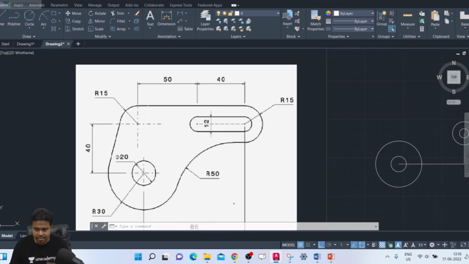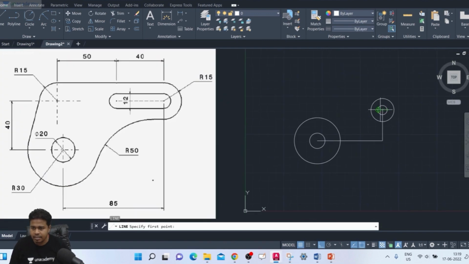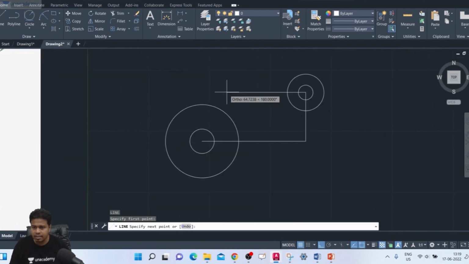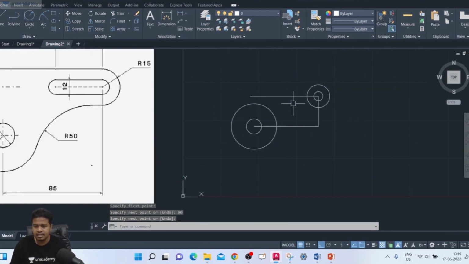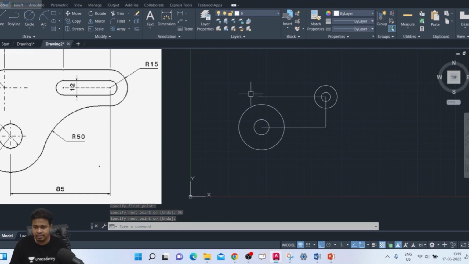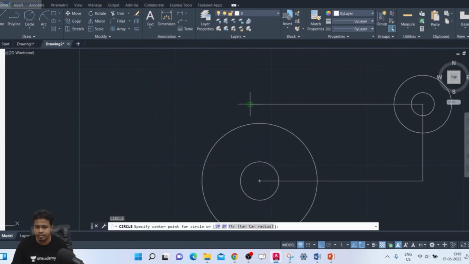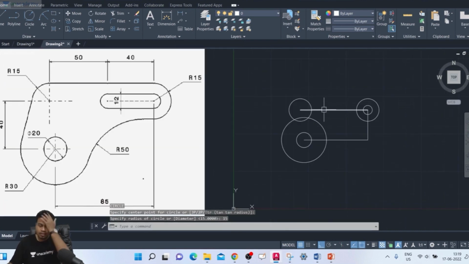So this is done. Now we have one more circle here of radius 15. How to do that? Like this. In this direction, it will be 90. Yes, so this will be the point where we will put this particular circle. So draw that circle of radius 15. I hope this is clear.